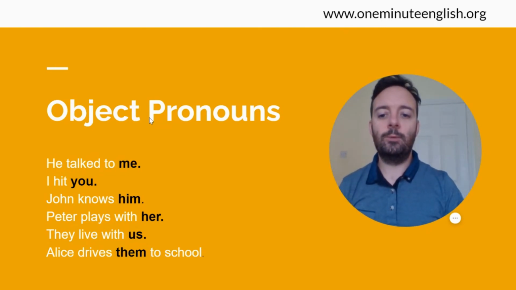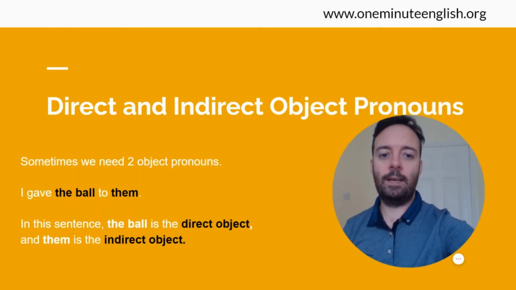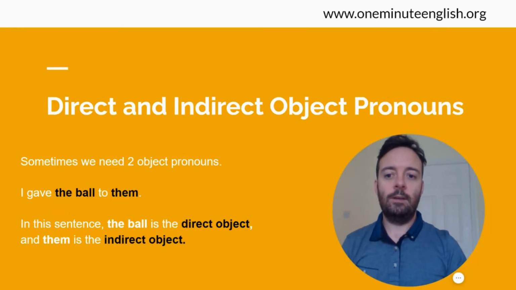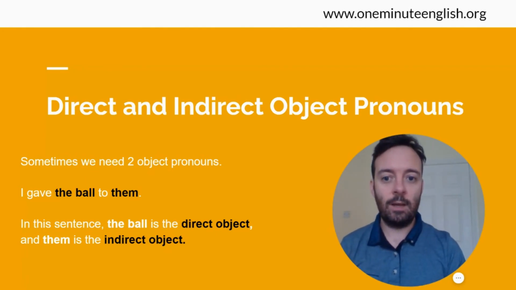Okay, let's look at more examples. They live with us. Alice drives them to school. Okay, we also have direct and indirect object pronouns. Okay, so sometimes we need two object pronouns, right? When two things receive the action, right? So let's look at examples.